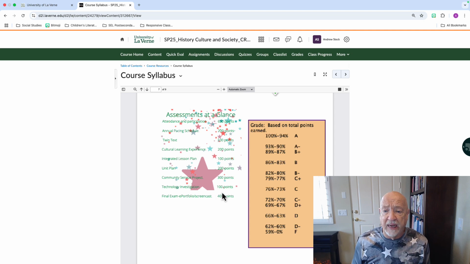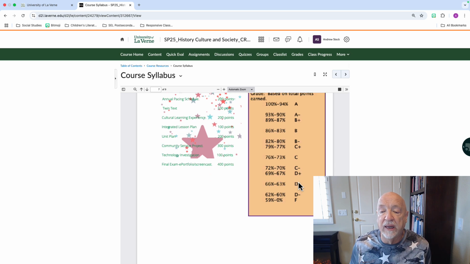Here are the assessments at a glance. You'll need this at the very end, when you find out your total points, and you're going to divide your total points by the total points of the course, find your percentage, and translate that to a letter grade.